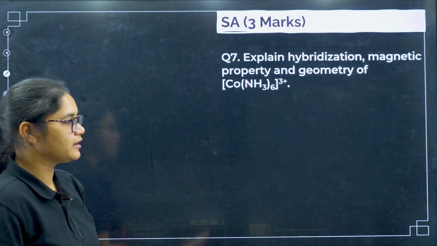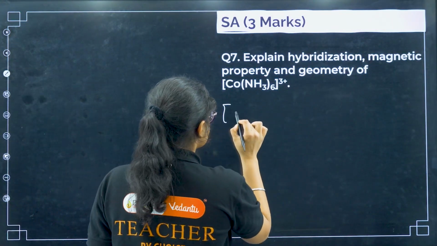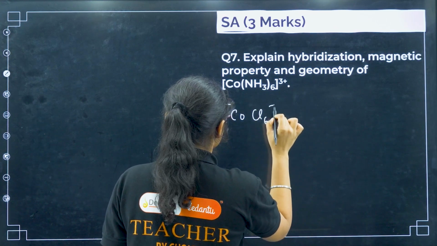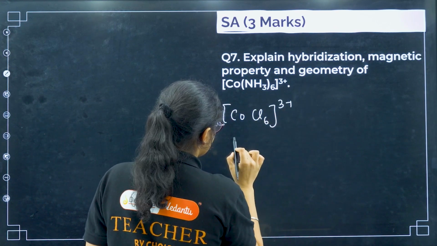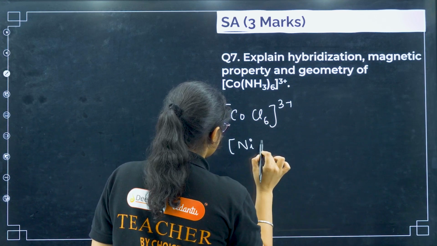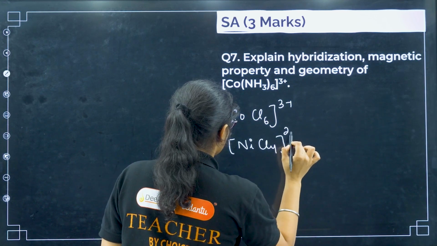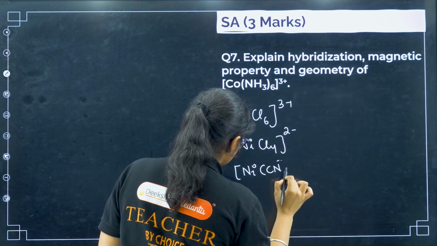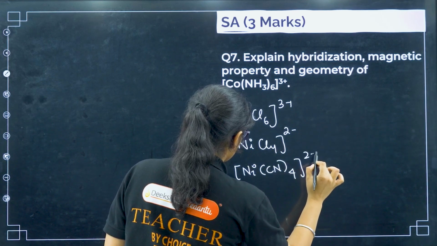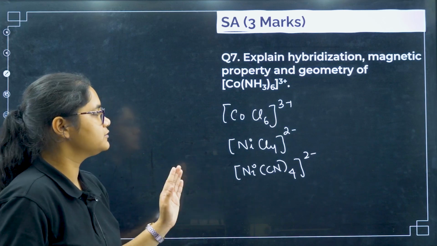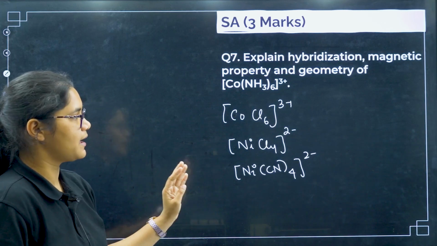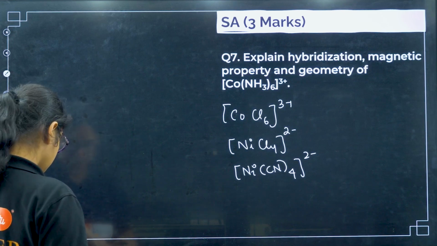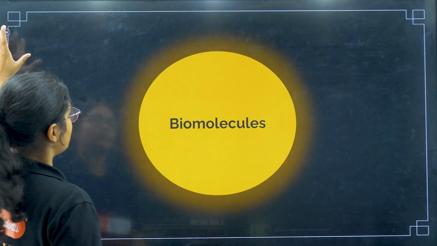This is important. Like this, you can prepare for [Co(NH3)6], then you have [CoCl6]3-, then you have [NiCl4]2- and [Ni(CN)4]2-, okay. For all these four compounds you should be preparing the hybridization, magnetic behavior and the geometry. How will you write this one? Okay, next I have already explained.